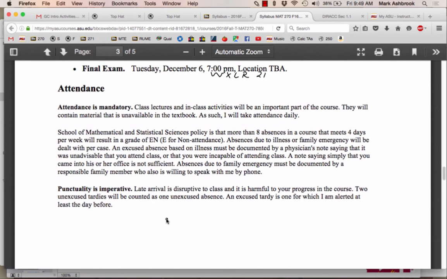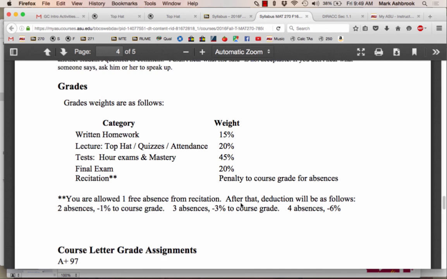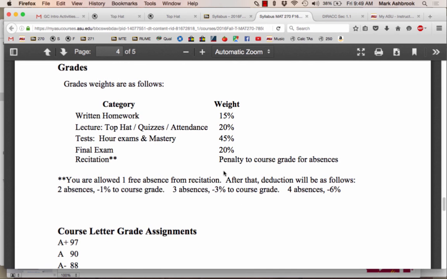Attendance is going to be absolutely critical, both in lecture and recitation. If we look at the grade breakdown here, here's by category, but for recitation, it's not a positive part of the grade, it's actually a negative penalty for absences. If you miss, you get one free absence to recitation, so don't use that to go have fun. You may need that if you're sick or something. But 2 absences and your whole course grade goes down 1%. And 3 absences, it goes down 3%. And 4 absences, it goes down 6%, half a letter grade. You have to come to recitation and you have to come to lecture.